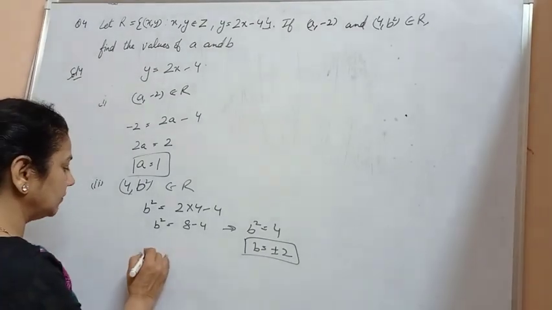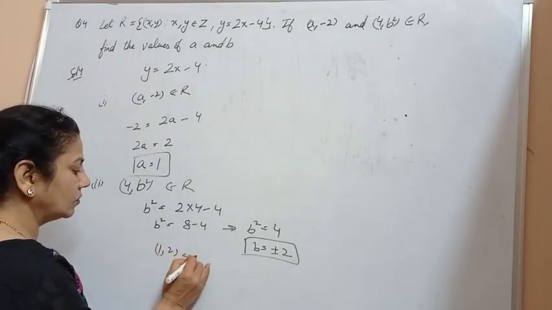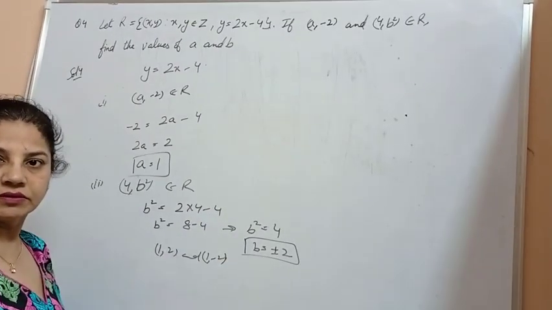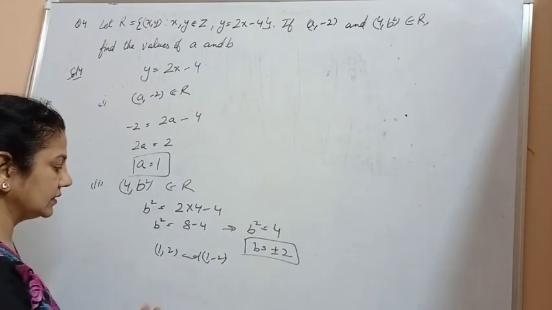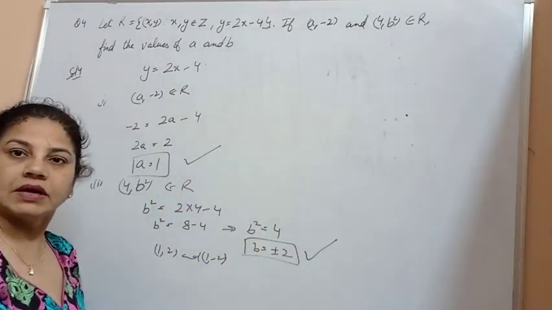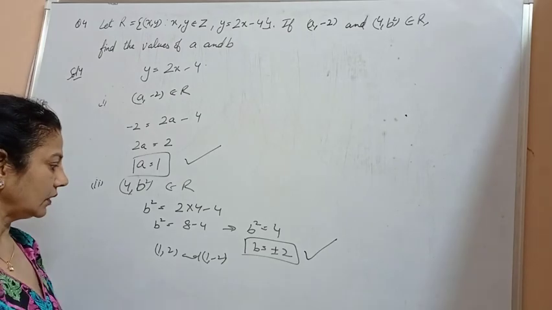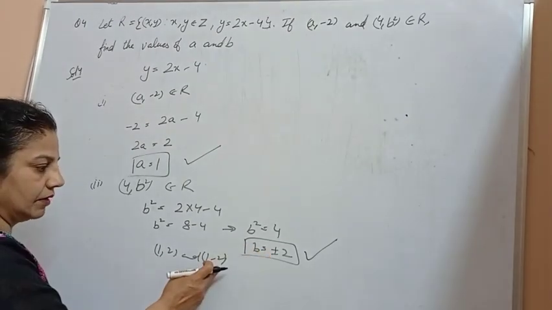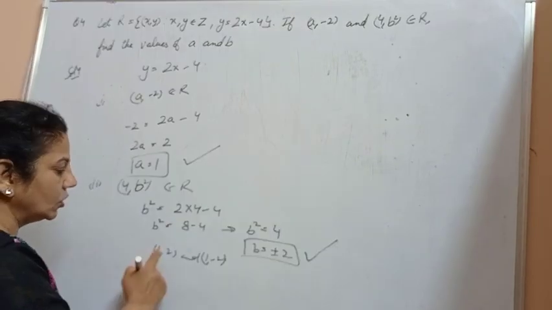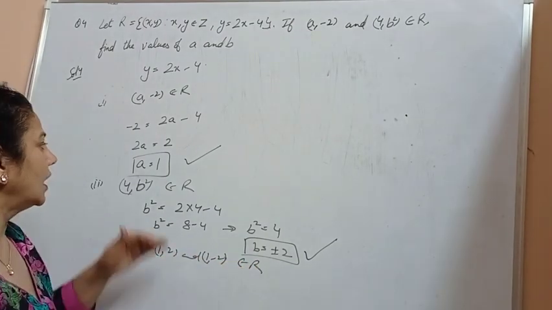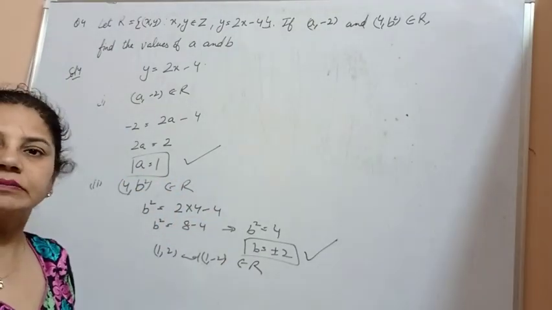So that means (1, 2) and (1, minus 2) belong to the given relation. And we can say the value of a is 1 and b is plus minus 2. Because the value of b is plus minus 2, both (1, 2) and (1, minus 2) belong to this relation, and the value of a is 1 and b is plus minus 2.